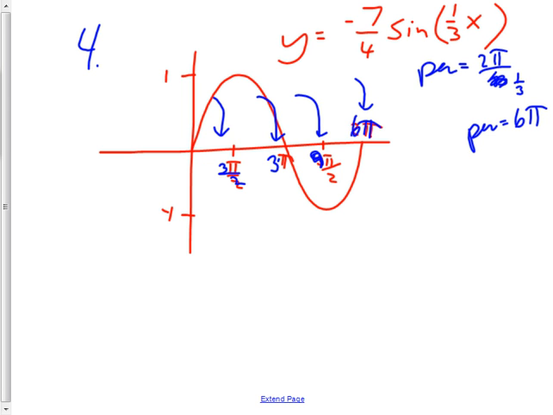Okay, last thing. Who can tell me what numbers to change now? This is the amplitude. This is how high the thing goes. This is normally 1. So I change these numbers that used to be 1 and negative 1 to 7/4 and negative 7/4.